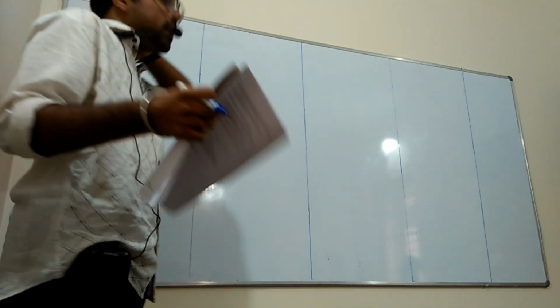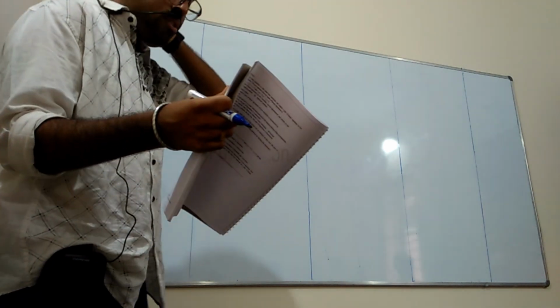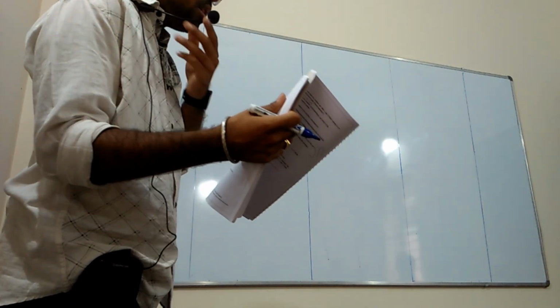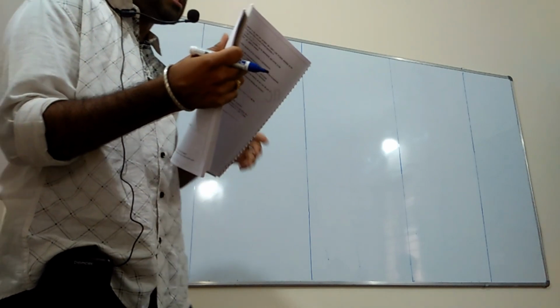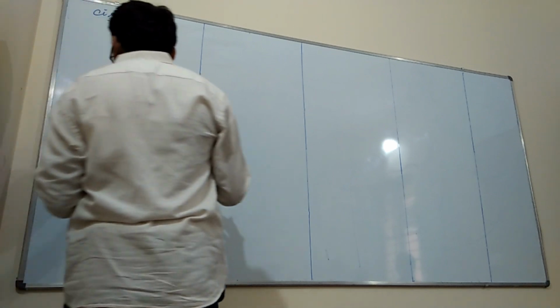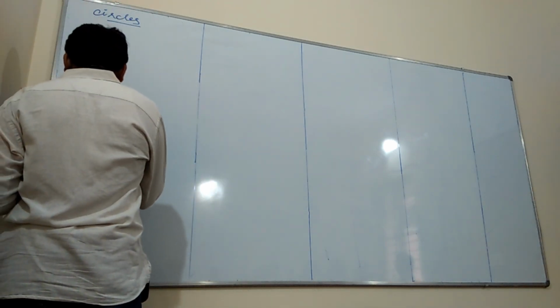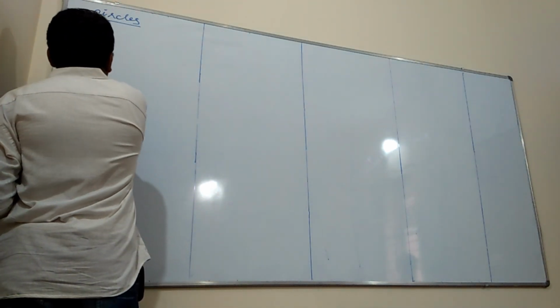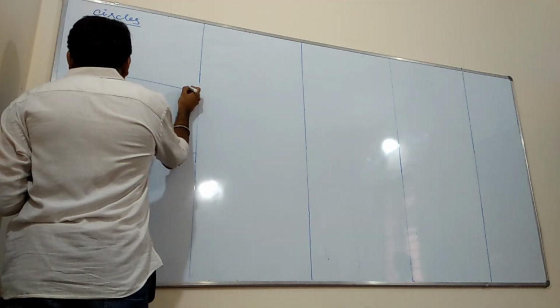Now, circles. Write down the first topic over here: non-intersecting lines. Before that, write down this figure. Write down this figure. I will write.